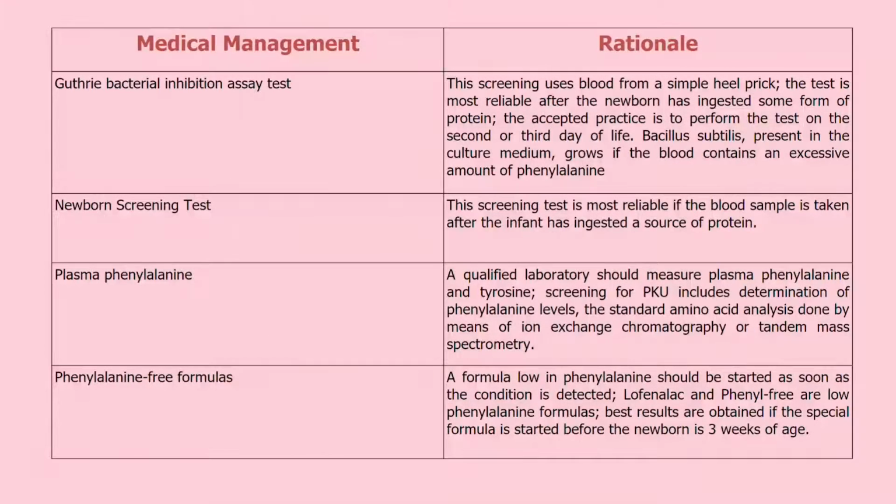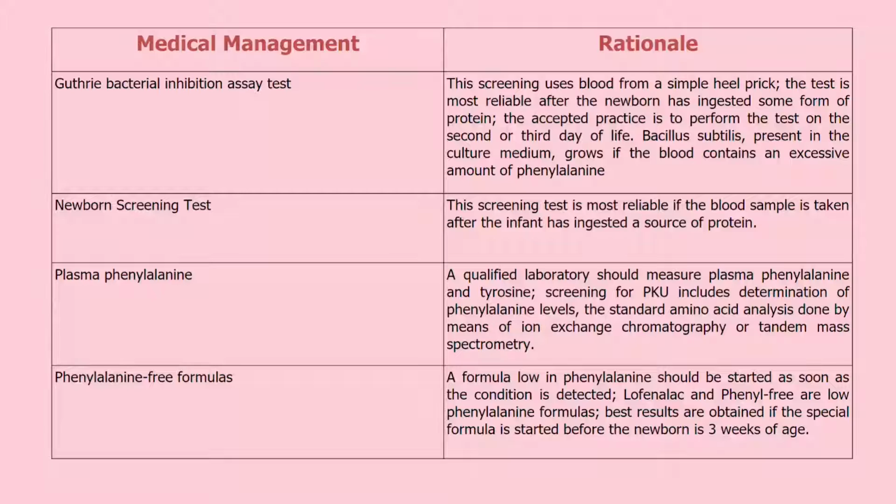For medical management, the Guthrie bacterial inhibition assay test. This screening uses blood from a simple heel prick. The test is most reliable after the newborn has ingested some form of protein. The accepted practice is to perform the test on the second or third day of life. Bacillus subtilis present in the culture medium grows if the blood contains an excessive amount of phenylalanine.